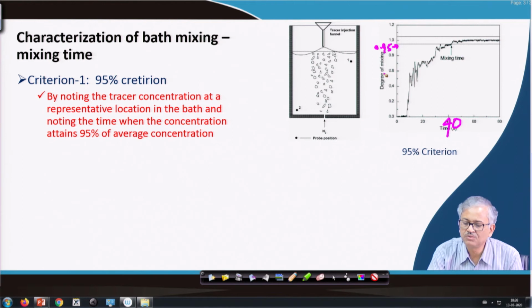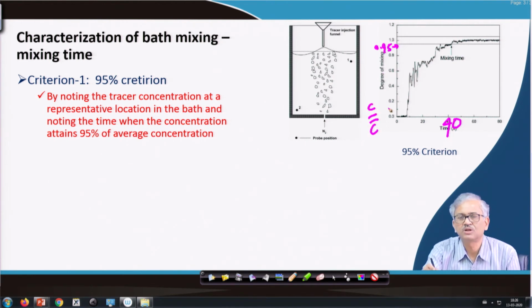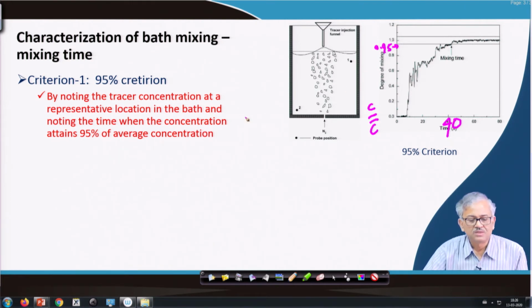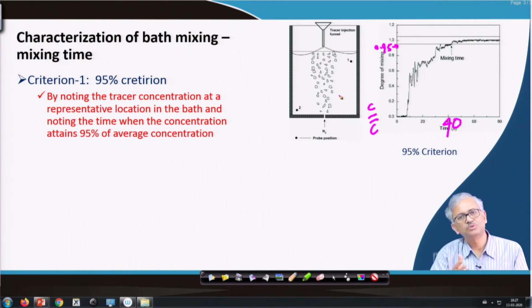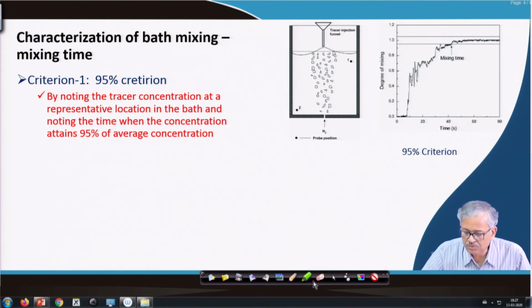So degree of mixing, basically we are defining C by C bar, dimensionless concentration. So when it is 0.95, you define that as the mixing time. Now the mixing time can be some value here, some value there. You can choose a single representative location, or you can choose a number of locations and then an average can represent the vessel, or you can choose the worst point where the mixing time is maximum, and that will be the maximum mixing time. So you can represent that as the mixing time of the vessel.